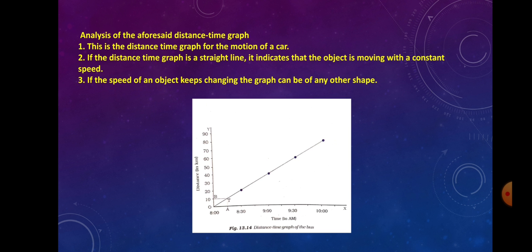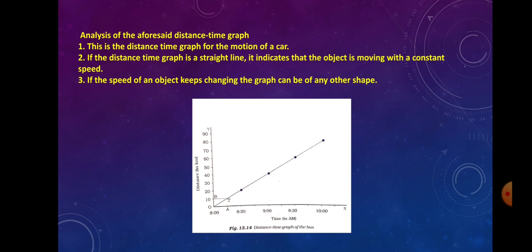Now the analysis of the aforesaid distance-time graph. This is the distance-time graph for the motion of the car. If the distance-time graph is a straight line, it indicates that the object is moving with a constant speed. If the speed of an object keeps changing, the graph can be of any other shape, like here you can see a line given in the distance-time graph of the bus.